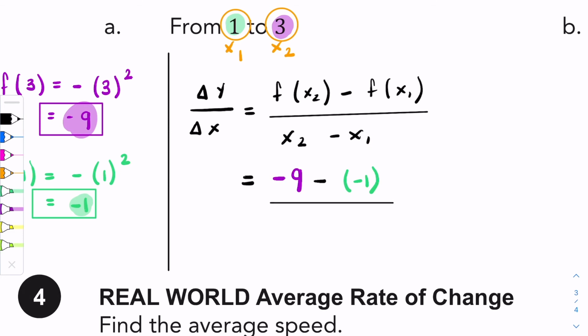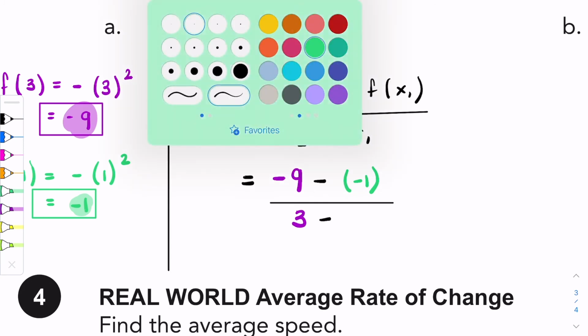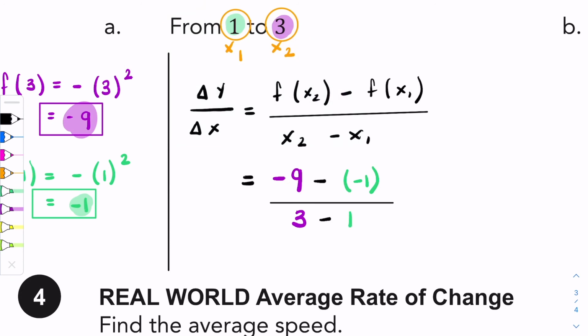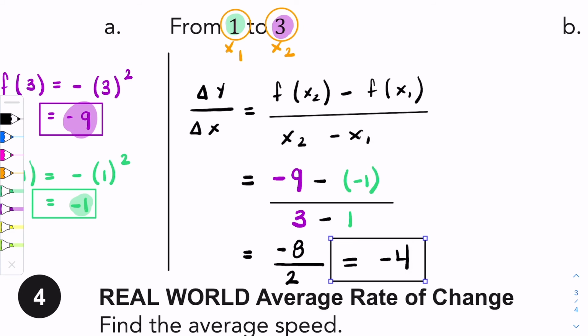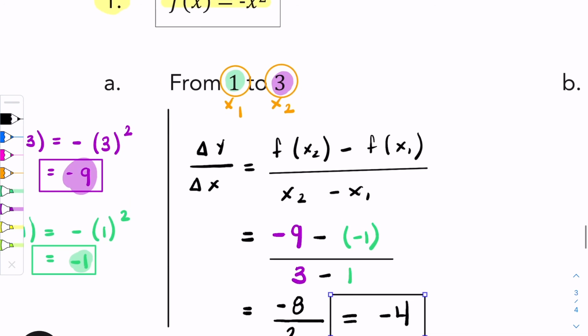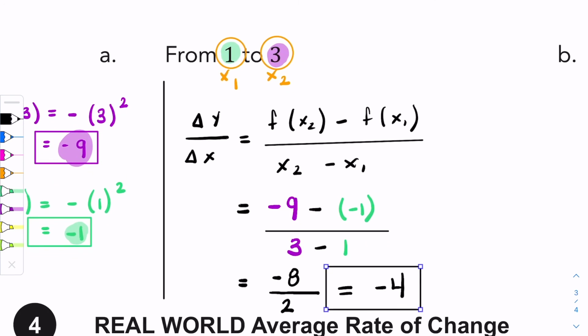We're going to divide this by x sub 2, which is 3, minus x sub 1, which is 1. -9 minus -1 is the same as adding. That gives us -8. -3 minus 1 is 2. So -8 divided by 2 is equal to -4. -4 is your answer. So the average rate of change from 1 to 3 on the equation f of x is equal to -x squared is equal to -4.